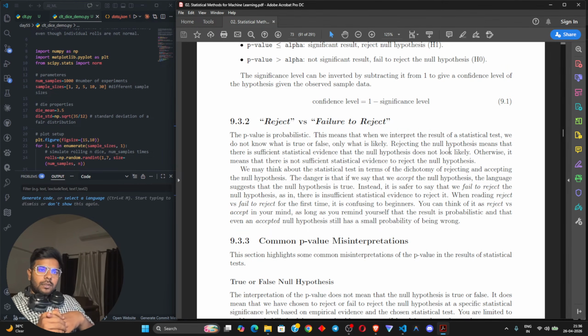We may think about the statistical test in terms of a dichotomy of rejecting and accepting the null hypothesis. The danger is that if we say that we accept the null hypothesis, the language suggests that the null is true. It is safer to fail to reject the null hypothesis.